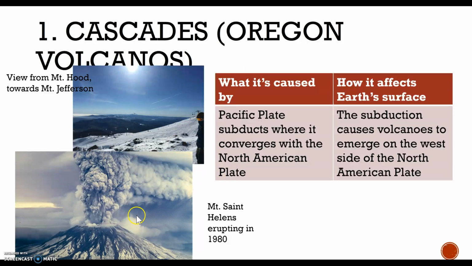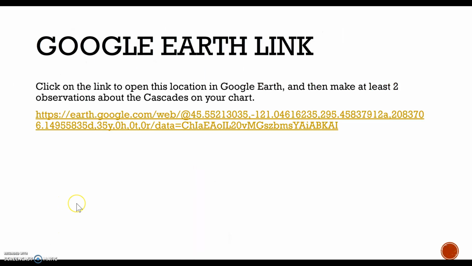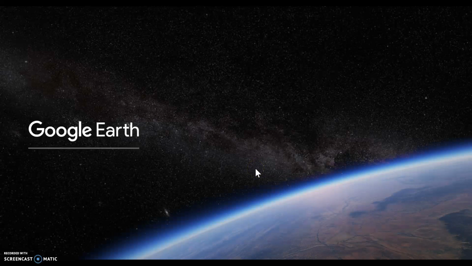There may be a second slide that shows you an example of some pictures of that location. Not all locations have this, but this one just happens to. You will then find a Google Earth link. Go ahead and click it. This will help you find the location.